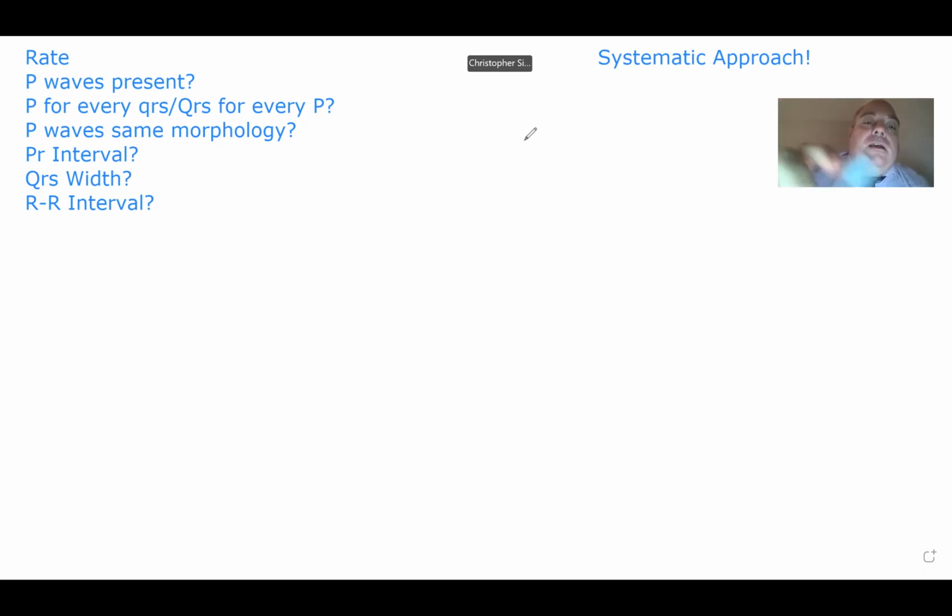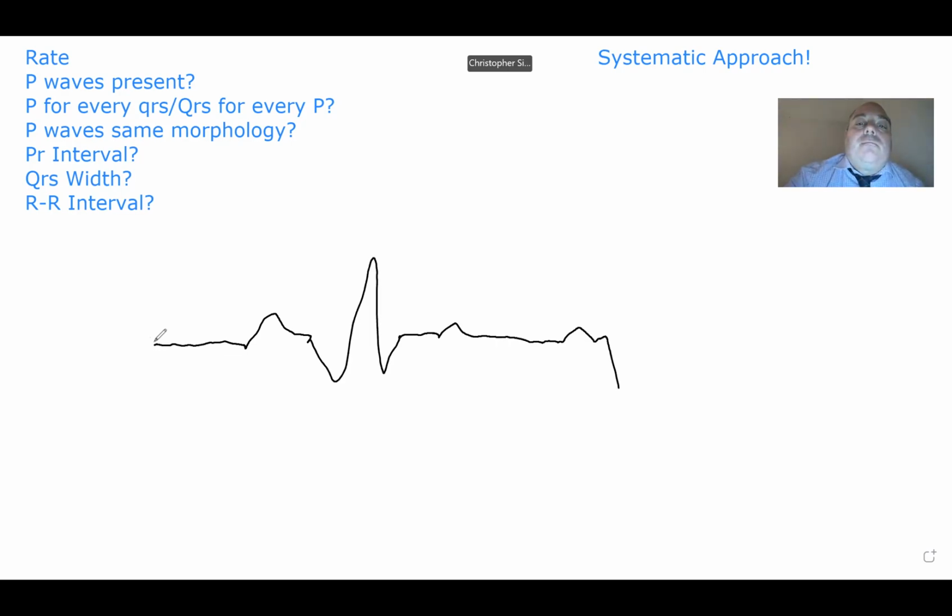So if you remember from the other day, we drew a bunch of things, we labeled a bunch of things. So hopefully by now you should be able to identify what a P wave is, what the QRS is, what a T wave is, what the PR interval is, what the QRS width, the R to R interval, things like that. Okay, hopefully by this point you should be able to identify all that. All right, so let's just draw something out here real quick and see what we got.